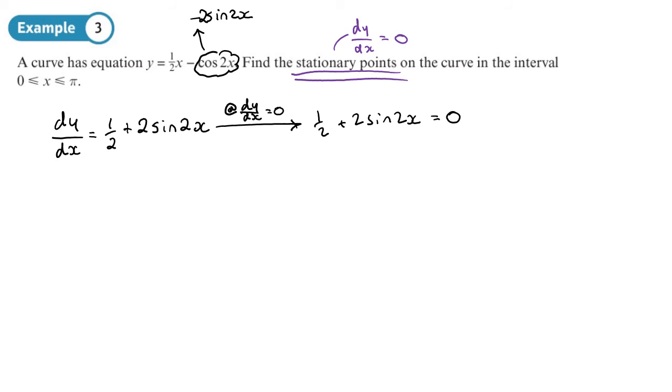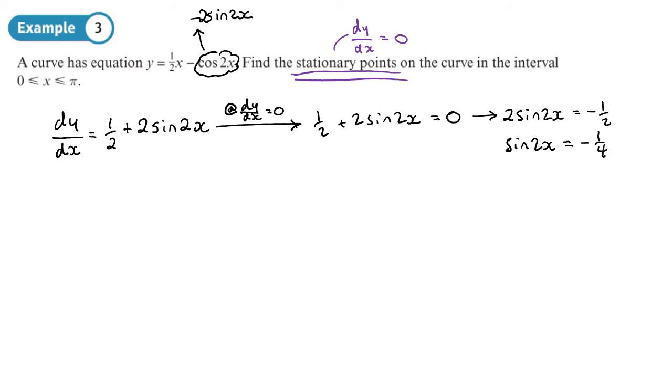So we want to rearrange this so that we can solve it. So that's going to give us 2 sine 2x equals minus a half. Divide both sides by 2, we have sine 2x equals negative a quarter.